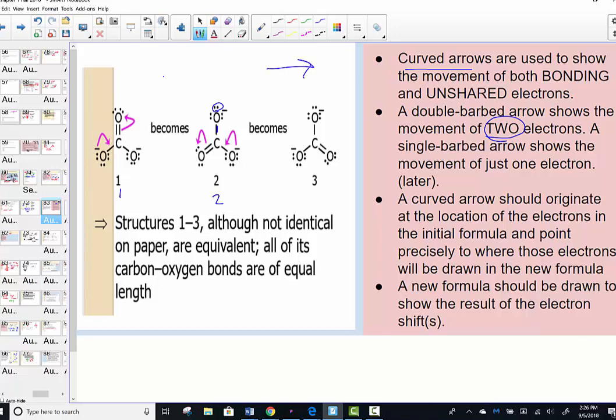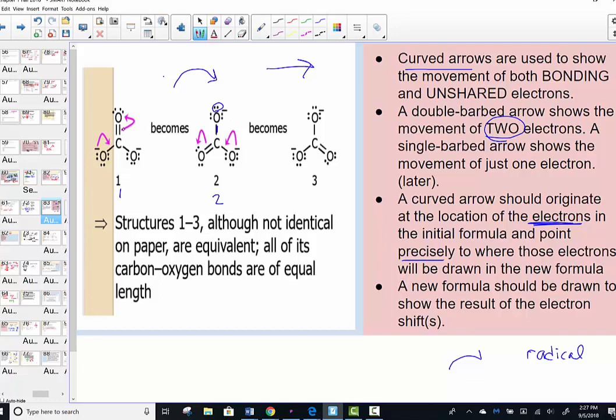And later on, in a next chapter coming up, not even real soon, but in a next chapter, we look at a single barbed arrow as the motion of just one electron when we're talking about a radical or charged ion. So in this chapter, we will always have a double-headed arrow. A curved arrow should originate at the location of the electron in the initial formula and point precisely to where those electrons will be drawn in the new formula.